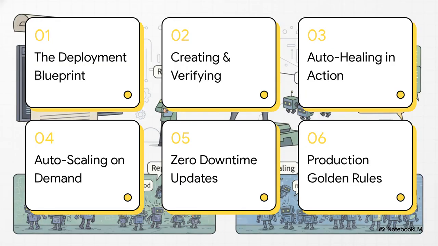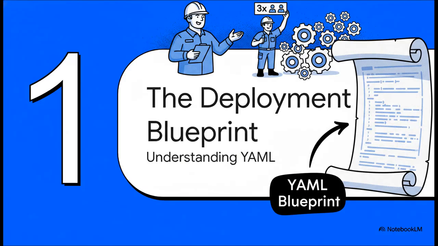Okay, so here's our game plan for today. We'll start with the deployment blueprint. Then we'll actually create and verify it. After that, the fun stuff. We'll see auto-healing and auto-scaling in action. We'll cover the magic of zero downtime updates, and we'll finish up with some golden rules for production. Let's do it. First up, the deployment blueprint.